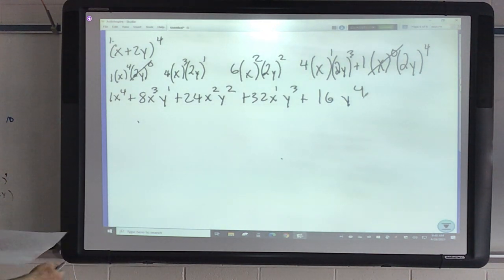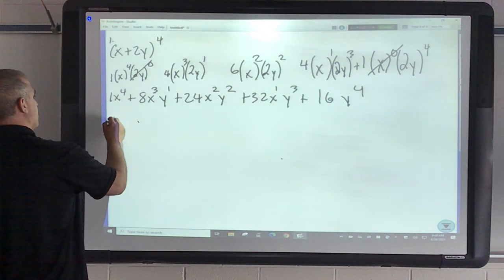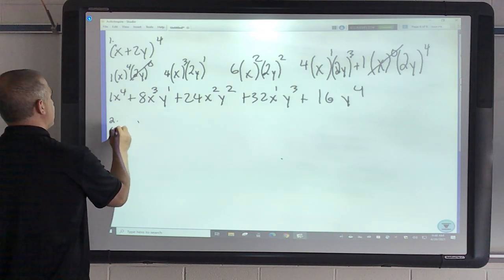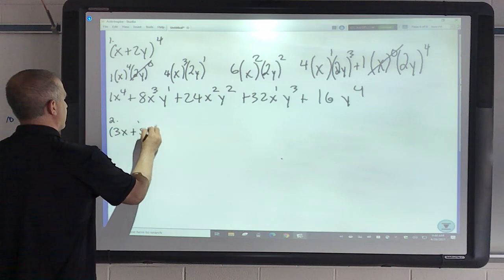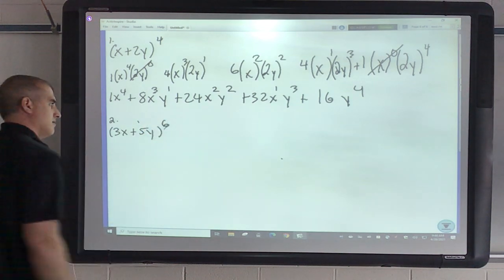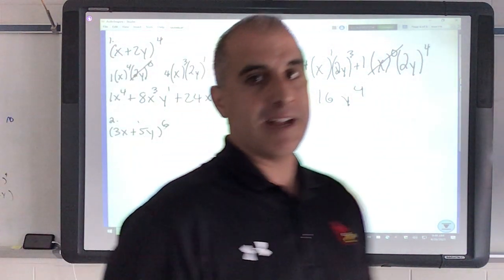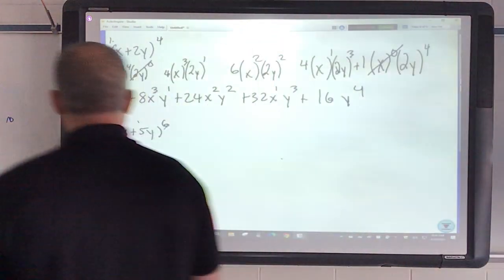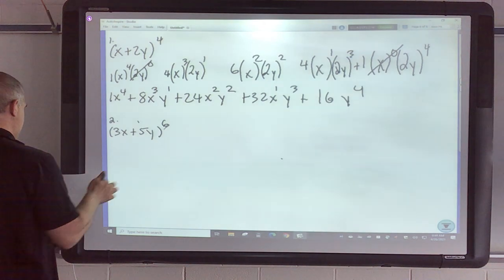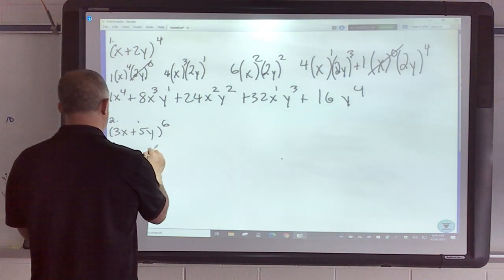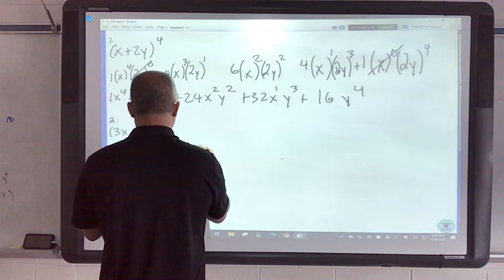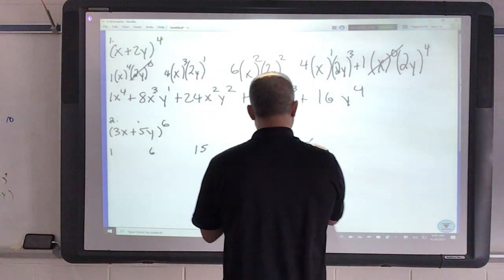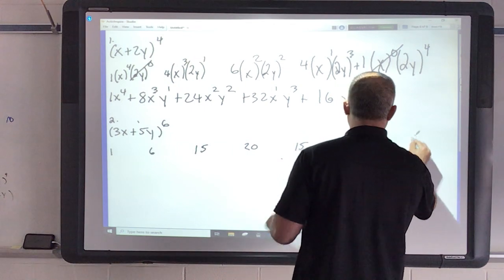Let's do another example. Let's say I got 3x plus 5y to the 6th power. Oh boy, that would be a lot. Now what you got to do, start with Pascal's, in this case, 6th row. The 6th row would be 1, it would be 6, it would be 15, it would be 20, it would be 15, it would be 6, and it would be 1.